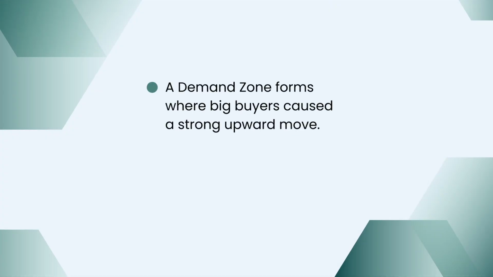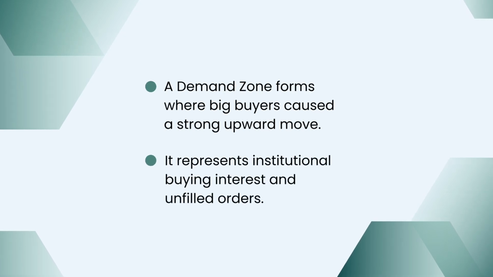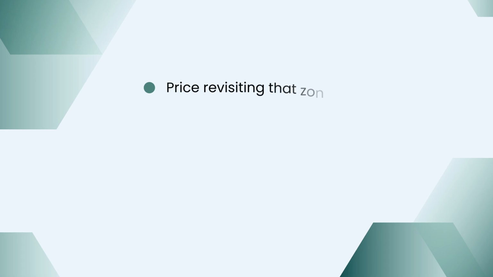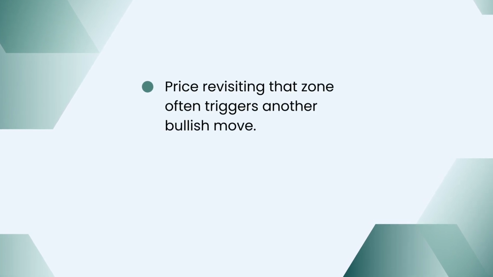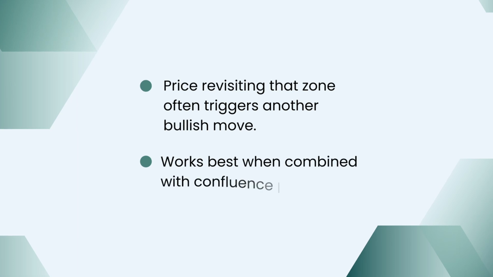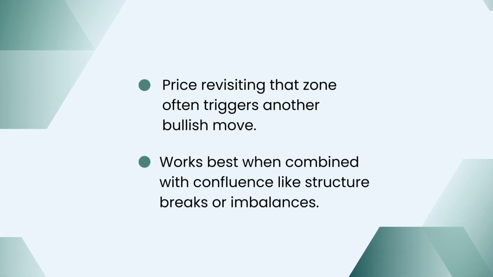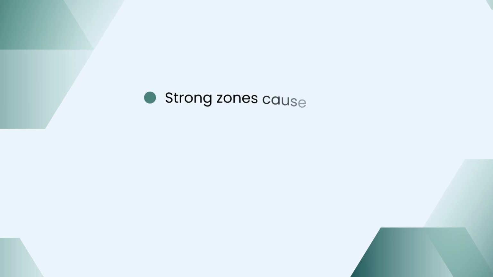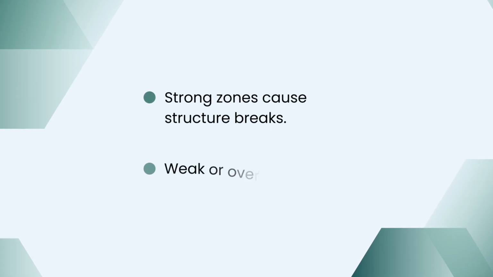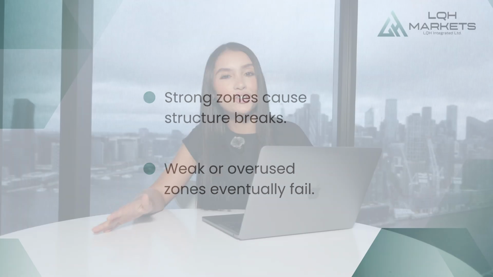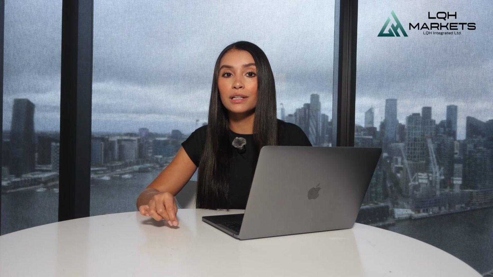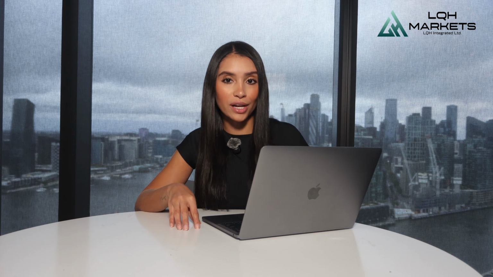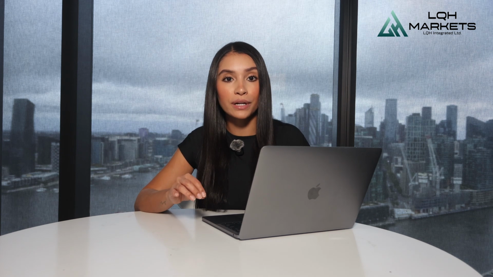So let's recap. A demand zone forms where big buyers cause a strong upward move. It represents institutional buying interest and unfilled orders. Price revisiting that zone often triggers another bullish move. Zones work best when combined with confluence like structure breaks or imbalances. Strong zones cause structure breaks. Weak or overused zones eventually fail. In short, demand zones are where the real buyer power hides. They are not just areas on a chart. They are footprints of smart money showing where price found true value.